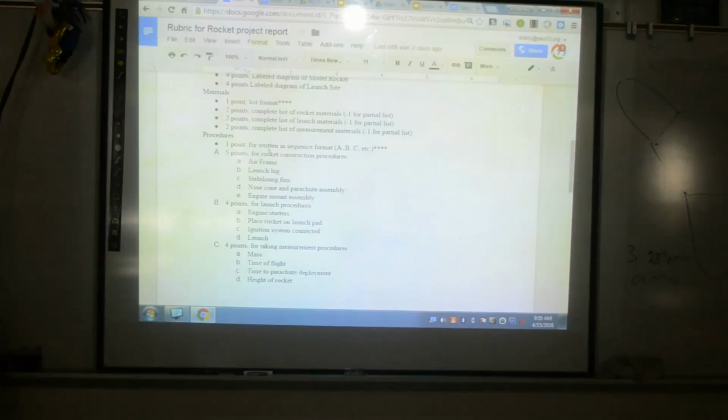So you're going to do rocket construction, you're going to do one for launch procedures, you're going to do a set of procedures for taking the measurement. That should take you pretty much through the end of today's lesson.